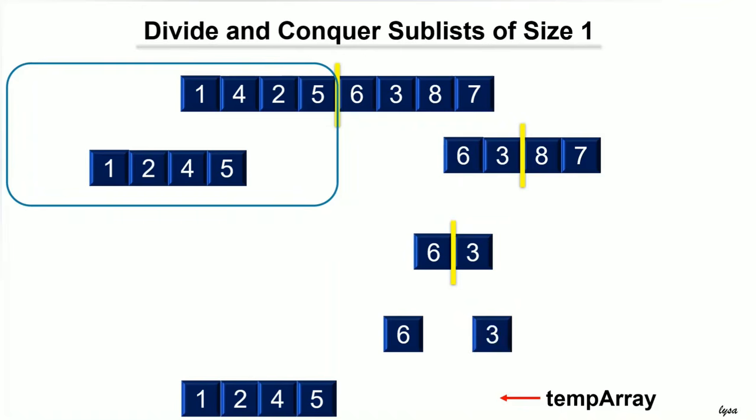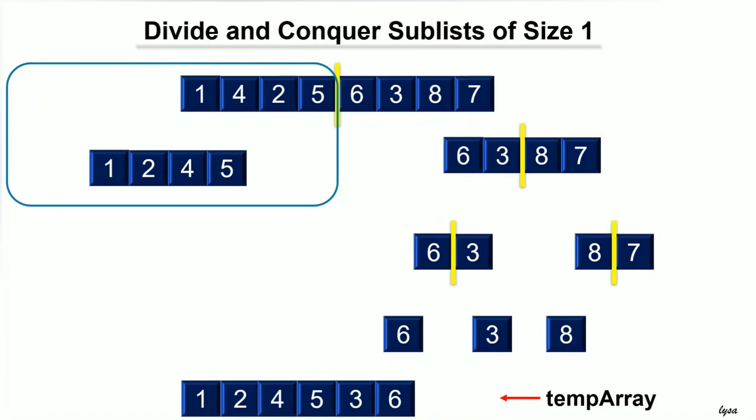Then I compare 3 and 6 and write 3. And then I write 6. The left sublist of 6, 3, 8, 7 has been computed and sorted for 2 elements. Now I go to the right sublist, 8 and 7. I split it, divide it into 8 and 7 separately. And now I have lists of size 1.